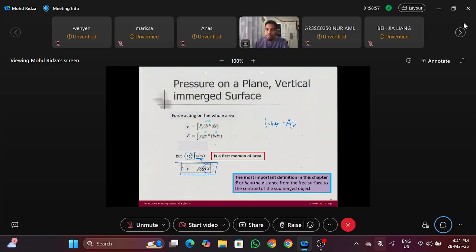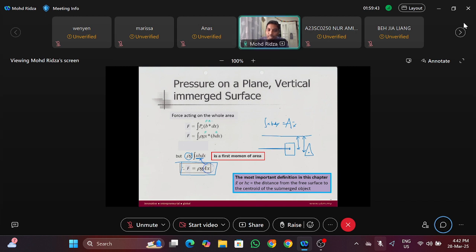So if this is my water and this is my object, I have to find the centroid of the submerged object. What is the centroid? In the middle. So what is x bar? The distance from the free surface to the centroid. Simple. If you memorize this definition, you can do it. If my object is a triangle, I have to find the centroid of my submerged object first. The centroid is 2/3 from the top. So now I found my centroid. So what is x bar? From the free surface to the centroid.